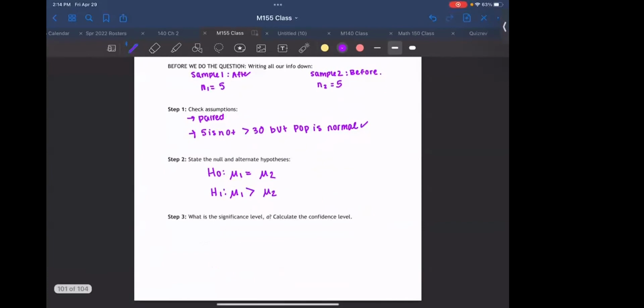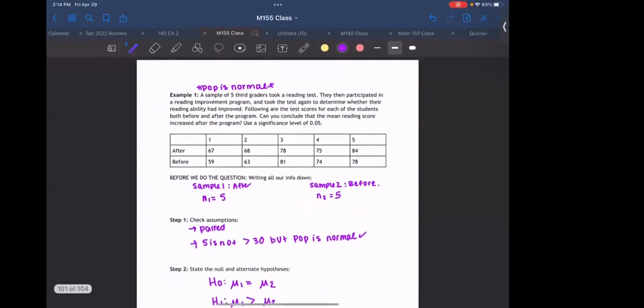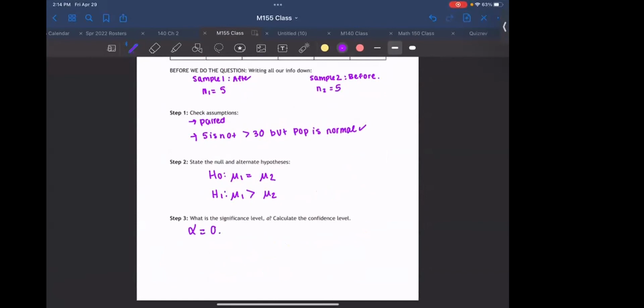Okay, number 3, we're going to ask what the significance level is. Alpha in the question says it's 0.05, right? Okay. Next, it's going to ask us what the confidence level is.